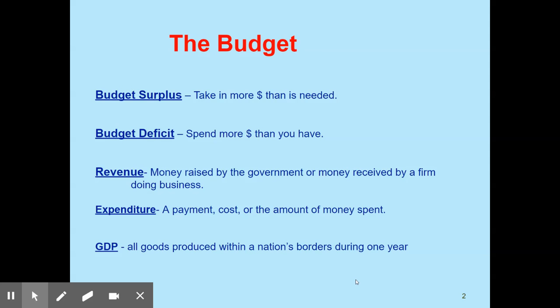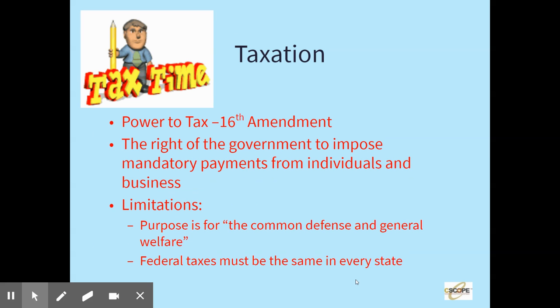So you see here on this slide, it's just a page of some basic budget terminology. Surplus, budget deficit. Revenue is income, which obviously, the taxes we pay are revenue to the federal government. Expenditures are paying for things or expenses. And then we've talked about GDP there. Again, just some vocab words that you'll see throughout this PowerPoint.